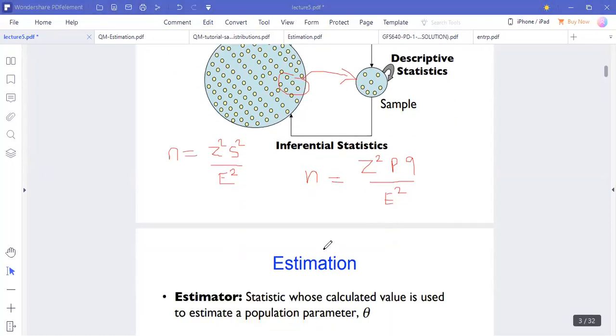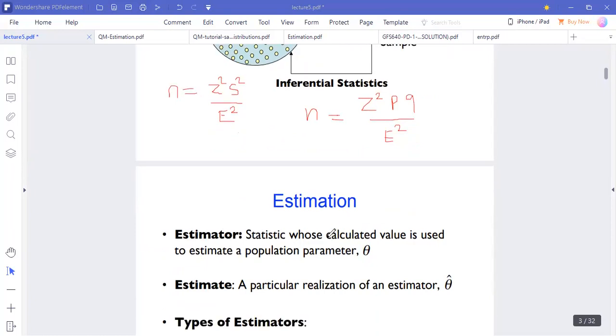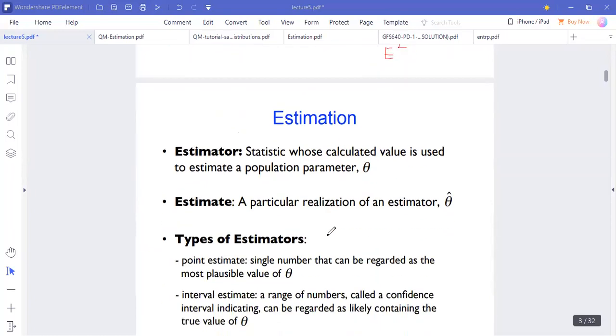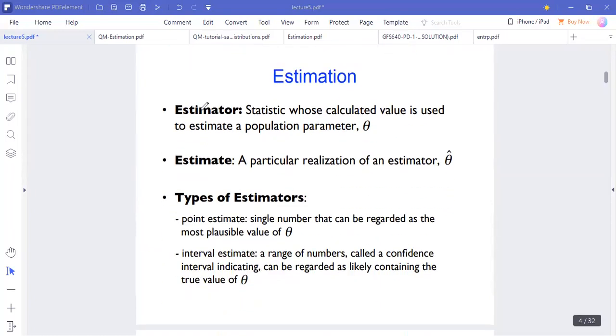Now, these formulas here we're going to look at under sampling. There are only 4 formulas. Before we go any further, we also need to understand what is an estimator. An estimator is simply a statistic whose value is used to estimate the entire population parameter. And an estimate is simply a particular realization of an estimator.